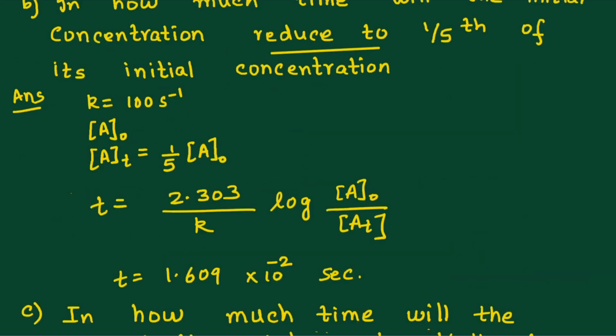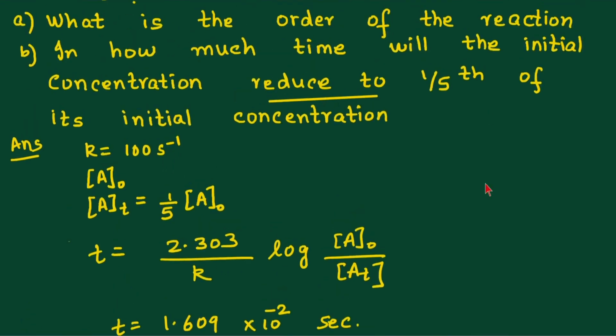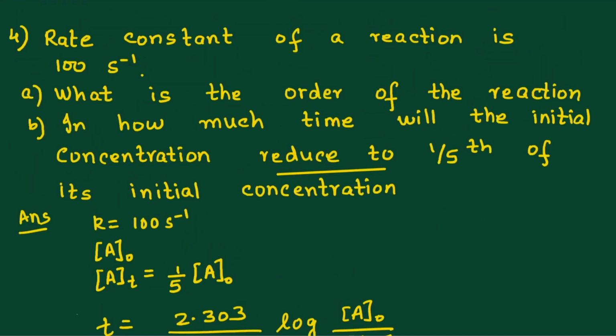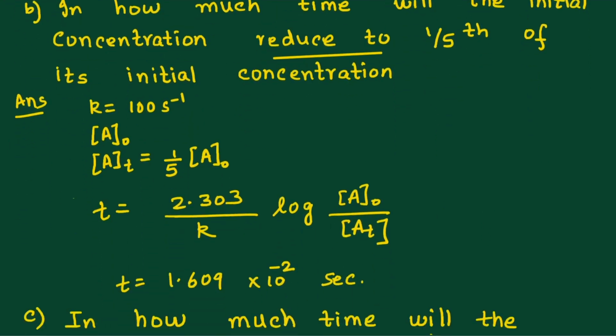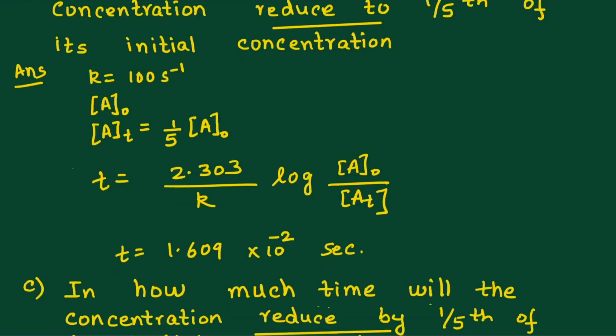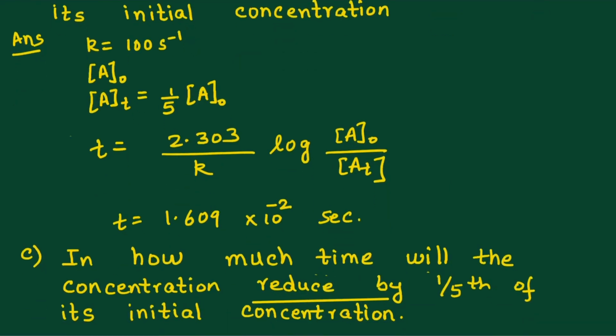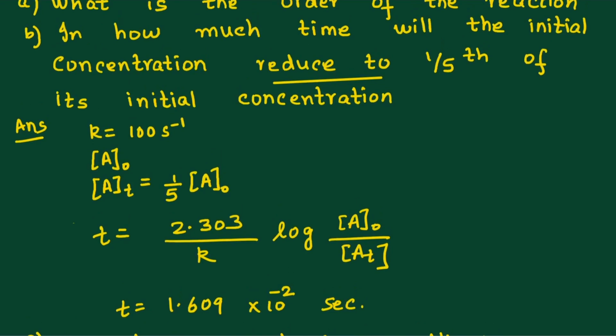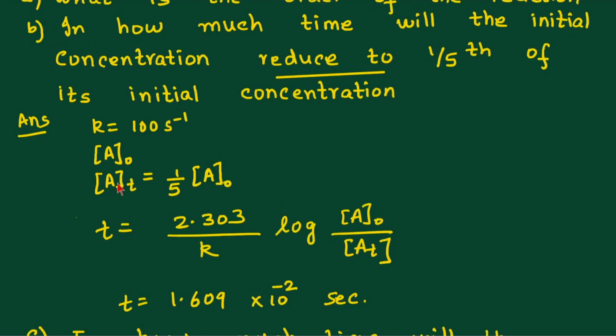Let's tally our answers. As I've been telling you earlier, always jot down the data which you are provided. So in this particular question, we are given the rate constant, which is 100 per second, right? Initial concentration is not mentioned, so I've taken it as A naught. Then concentration after time t, because it says the concentration is reduced to 1/5. That means your concentration after time t is 1/5 of the initial concentration.